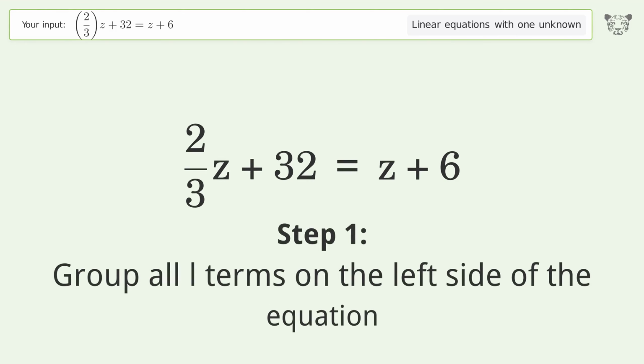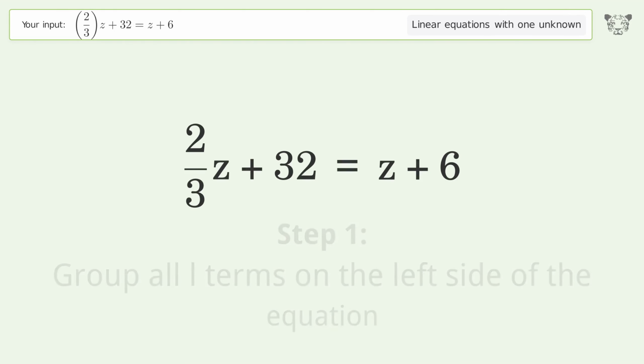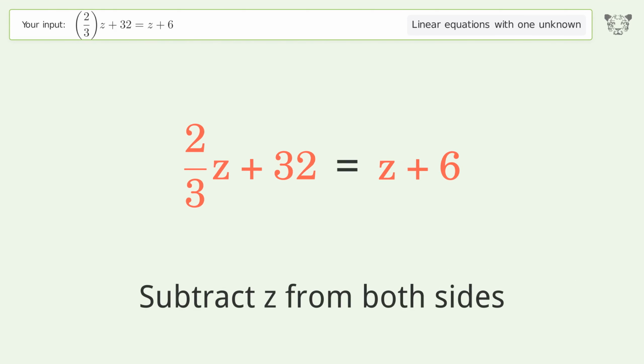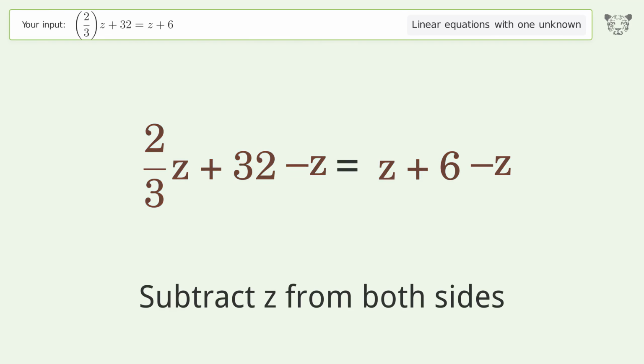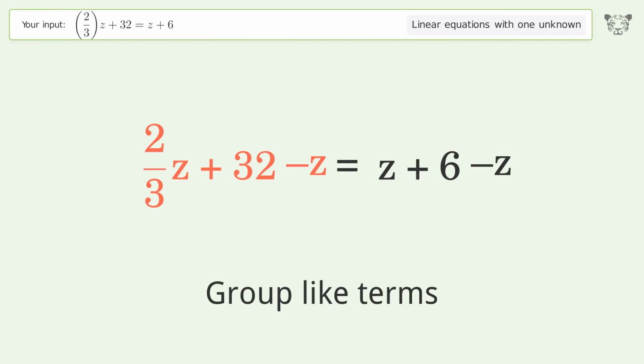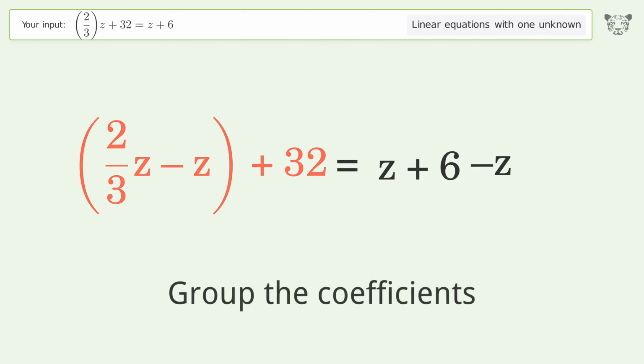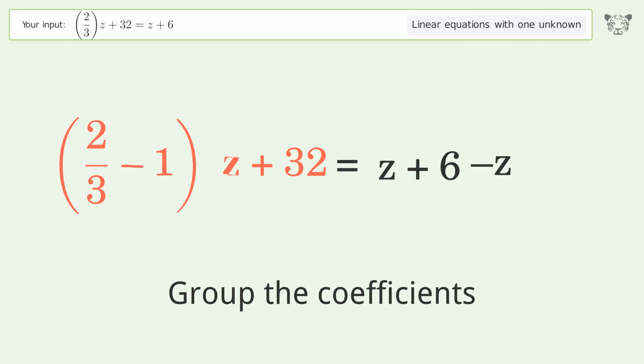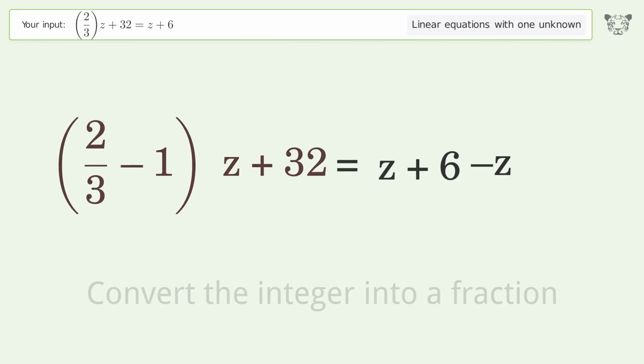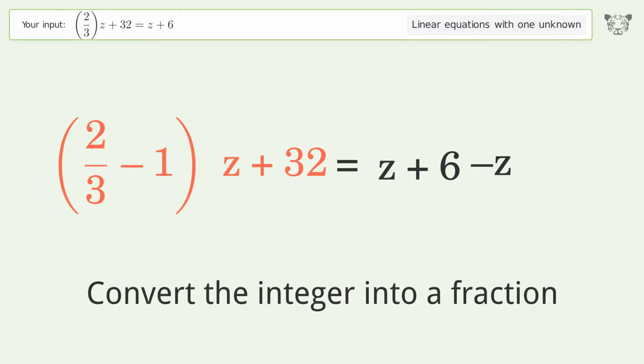Group all L terms on the left side of the equation. Subtract z from both sides. Group like terms. Group the coefficients. Convert the integer into a fraction.